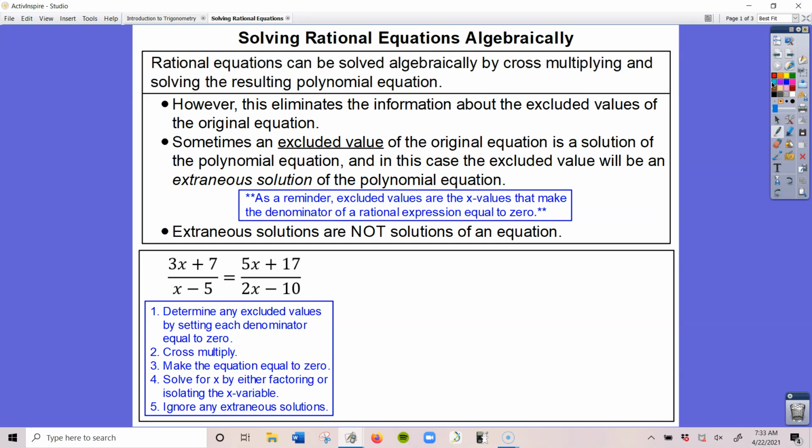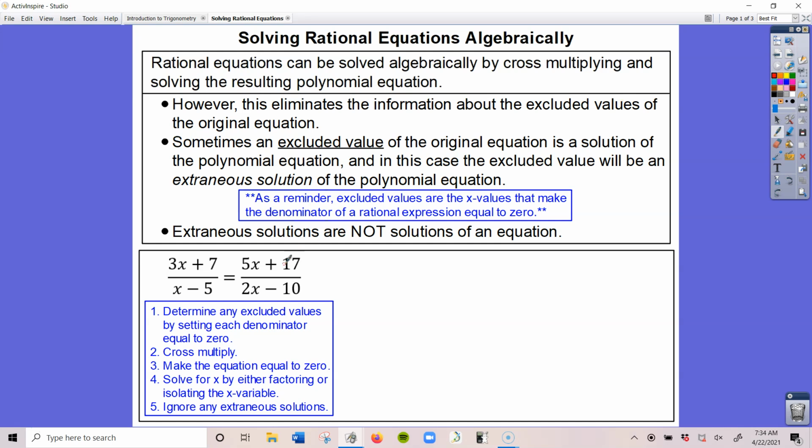Now, when we're solving a rational equation, the first thing that we need to take note of is any excluded values. We saw that when we were graphing rational equations, we would have vertical asymptotes or holes, which always occurred when the denominator is equal to 0. So those would be your excluded values. Remember, when we would write the domain, we would always make sure to exclude any vertical asymptotes and any holes.